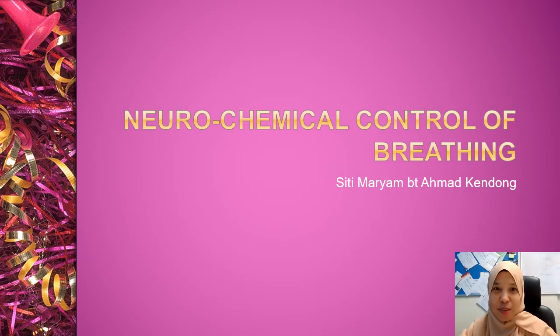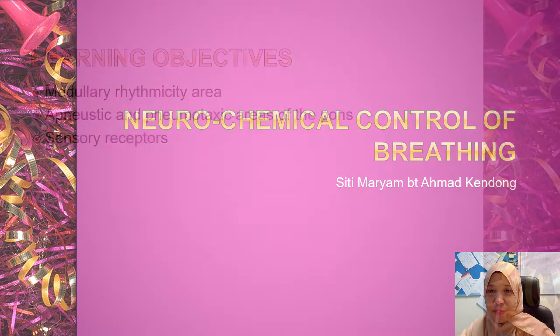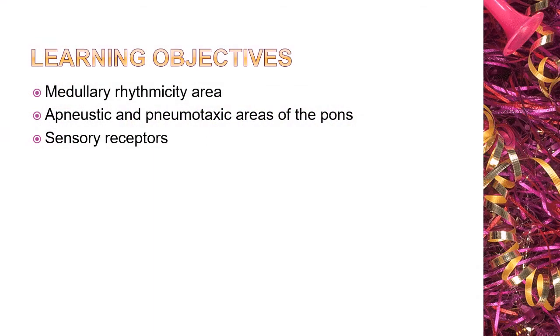Assalamualaikum and hi everyone. This will be my final part of the respiratory system lecture videos, and our topic is neurochemical control of breathing. So the learning objectives for this time is we're going to look at the medullary rhythmicity area, and we're going to look at the apneustic and pneumotaxic areas of the pons, and we're going to look at sensory receptors.